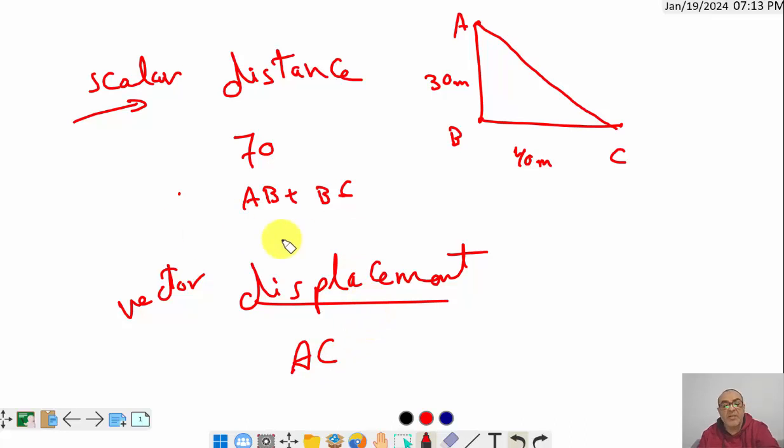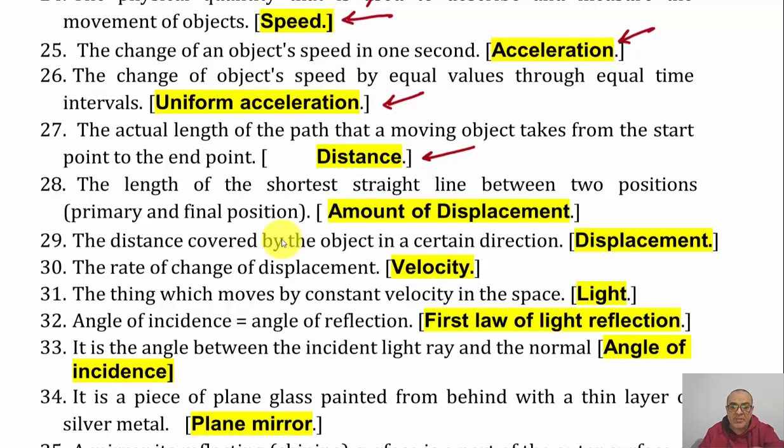There's a difference between distance and displacement. Here he said the actual length, not the shortest length, so we answered distance. Take care of this. The length of the shortest straight line is displacement, as we said. The distance covered by the object in a certain direction. If we note that he said direction, so it is a vector quantity. So it is displacement, not distance.